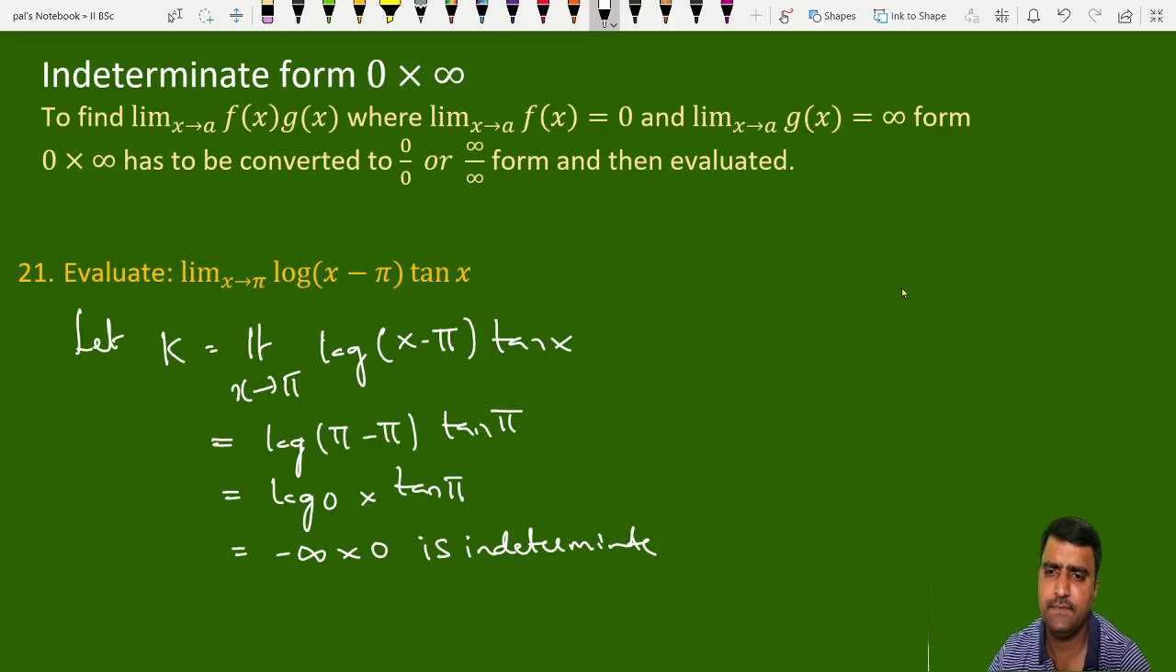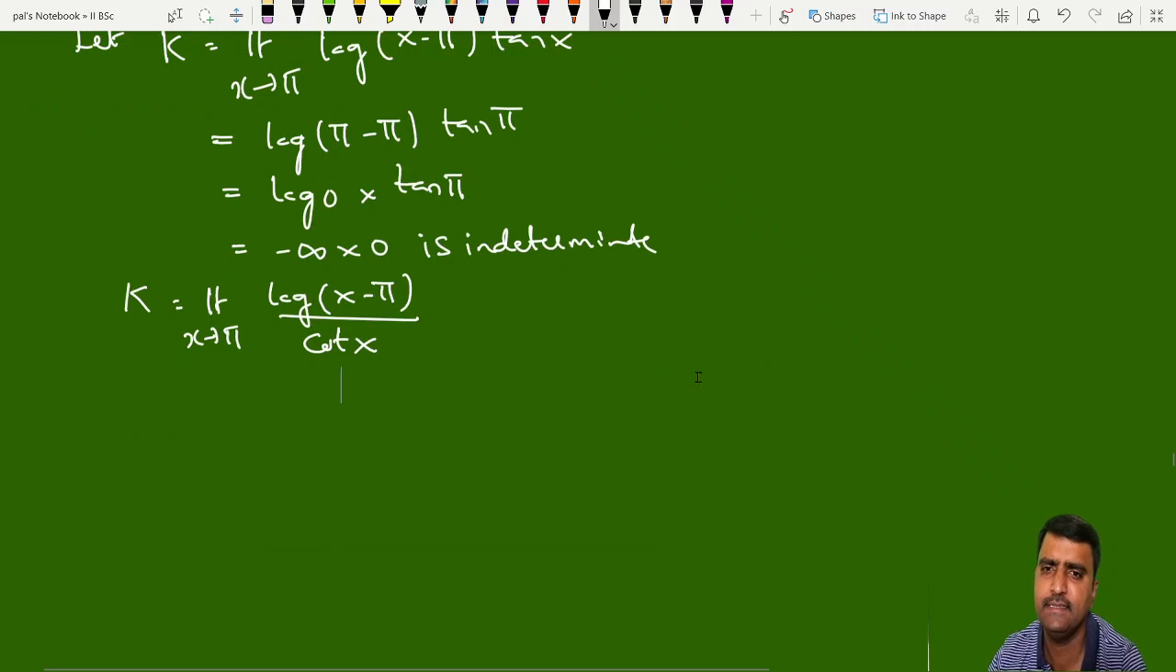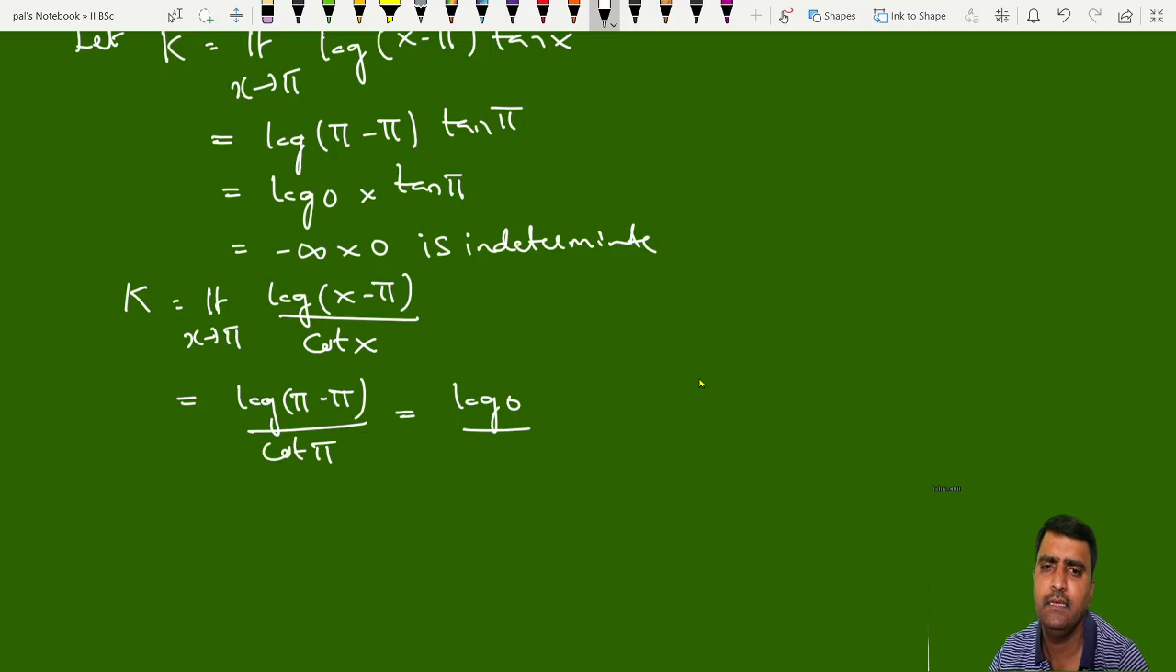Now take this as k is equal to limit x tends to pi of log of x minus pi as it is, divided by, you take this tan x to the denominator, then it becomes cot x. Tan x can be written as 1 by cot x. Now you apply the limit, which is equal to log of pi minus pi by cot pi. So pi minus pi is log 0 by cot pi. Log 0 is minus infinity, cot pi is infinity, which is indeterminate.